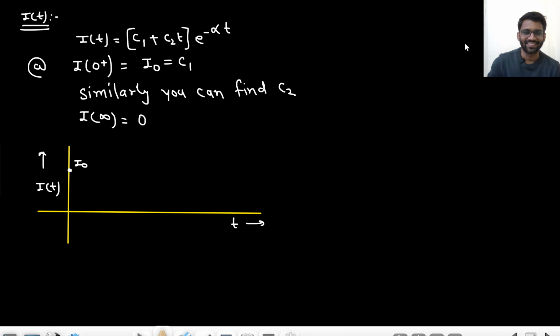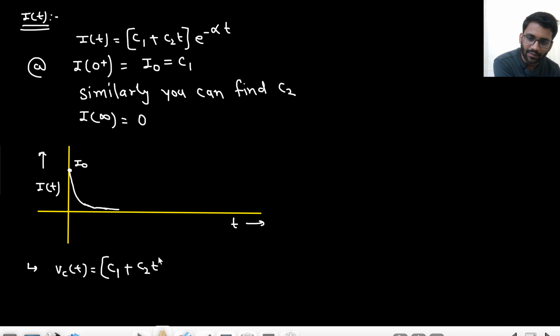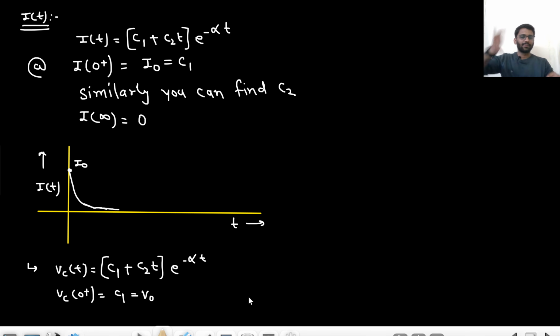Okay, let me pause it and then make it. So that's how the I(t) graph will look. Similarly, what will be V_C(t)? V_C(t) will be something like this only: (C1 plus C2 t) e to the power minus alpha t. At t equals 0, what is the value of V_C(t)? V_C(0+), at t equals 0, you will get C1, that is equal to V naught. So the graph will look something like that only.